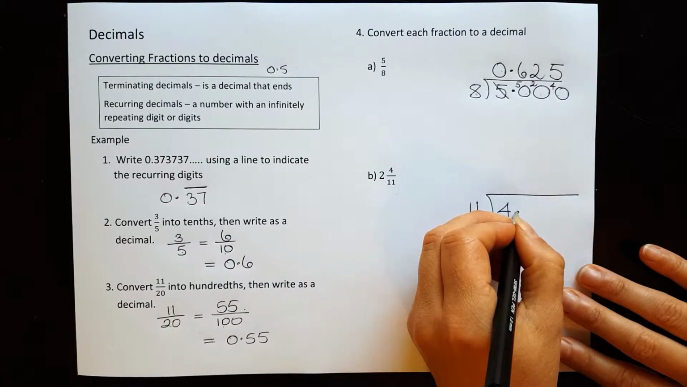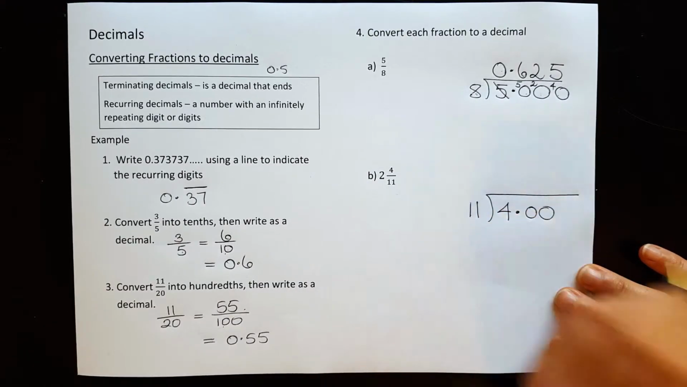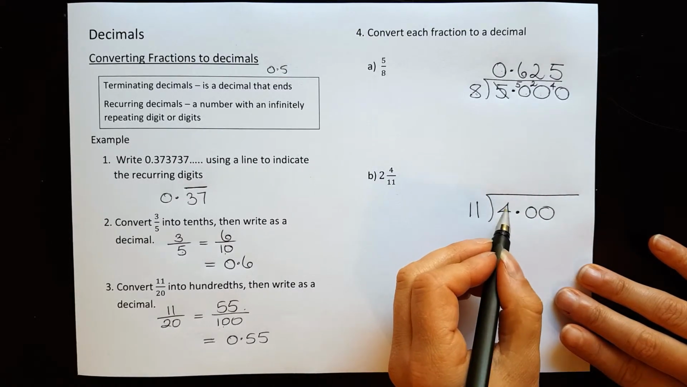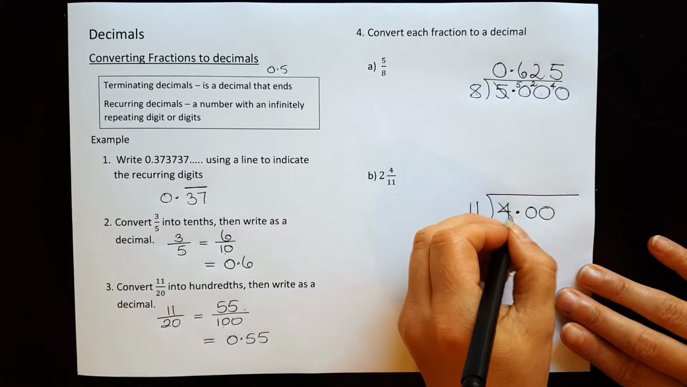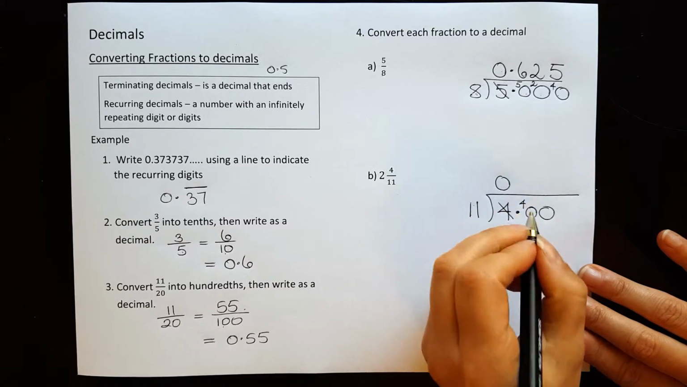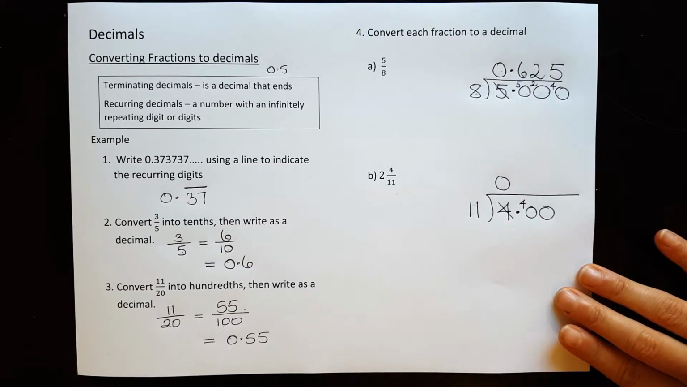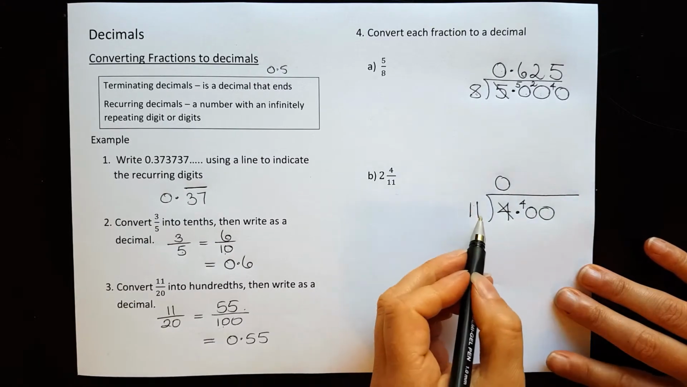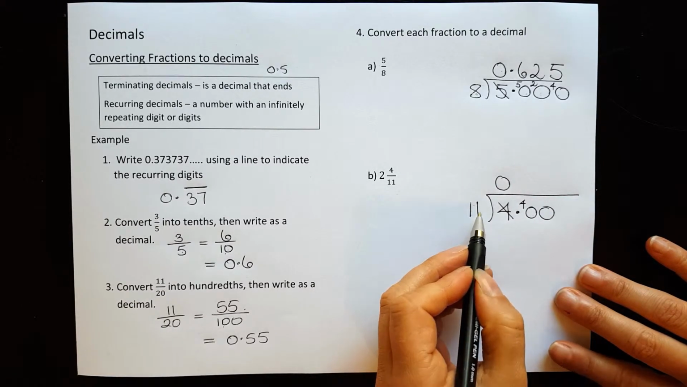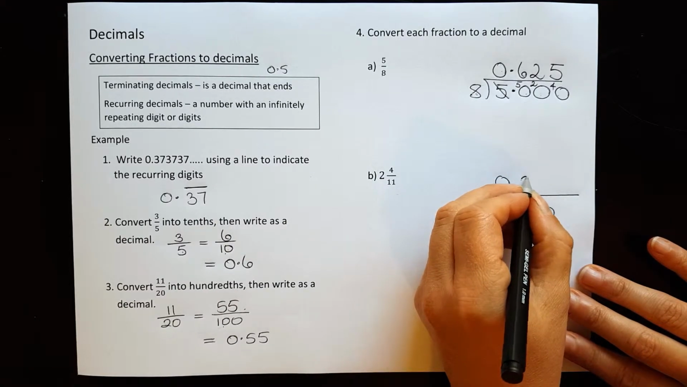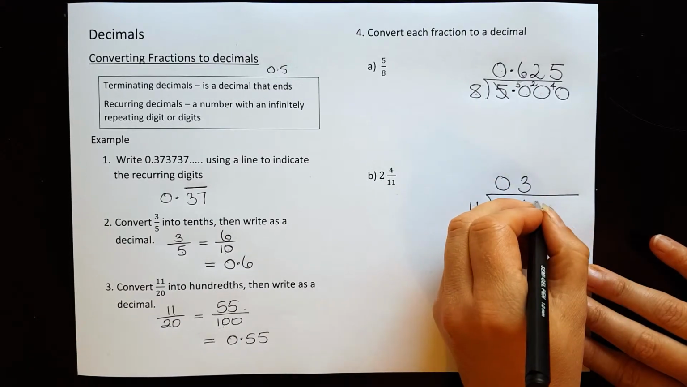So let's start by putting a decimal point and a couple of zeros there to get started. So 4 divided by 11, it doesn't go. We put a 0 up the top and we carry our 4 over and put it in front of our first 0. 40 divided by 11. Well, let's think of our 11 times tables. 11 times 3 would give us 33. So that will go 3 times with a remainder of 7.